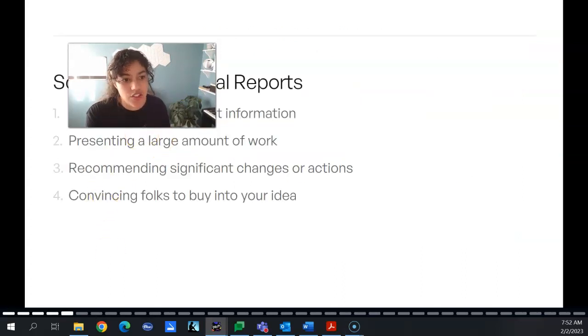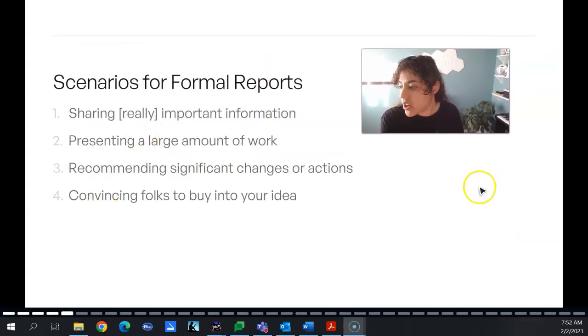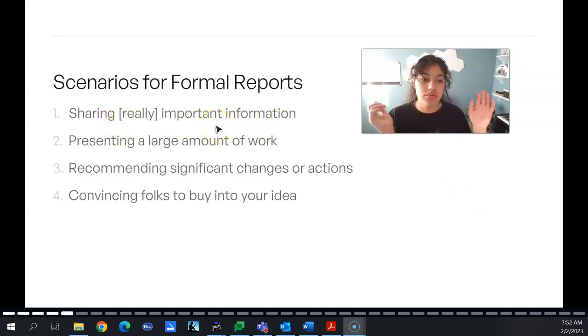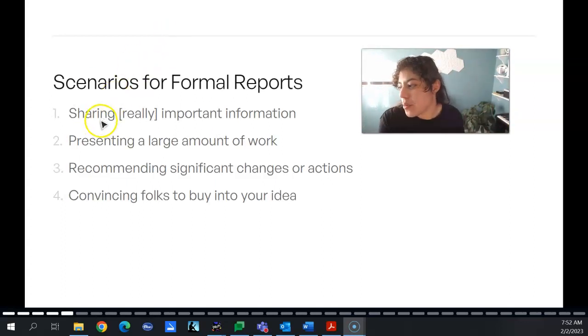Okay, so a few more specific scenarios for formal reports with that what, when, why in mind. If you're sharing really important information, we can share important information in a memo or one of our action reports, certainly. We can share really important information in a video or an infographic or something too. That is absolutely true.